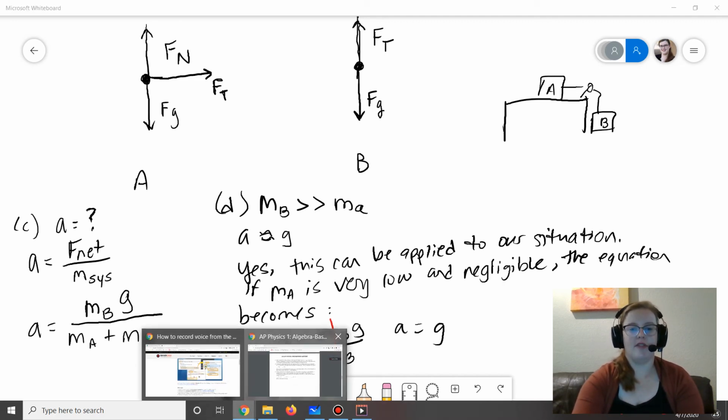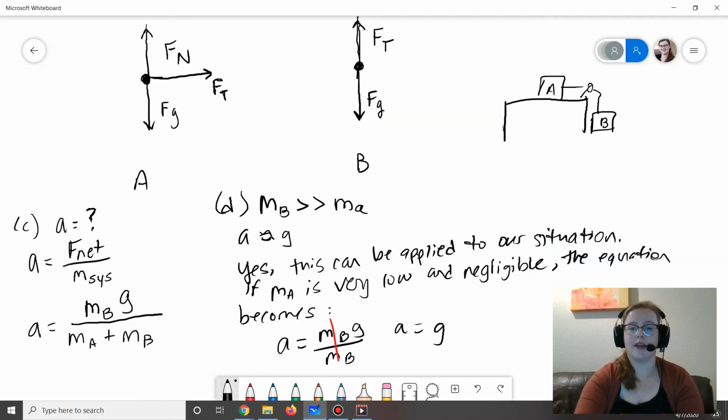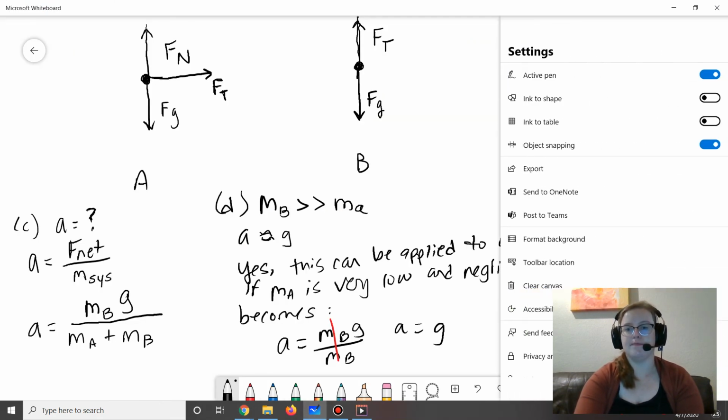So, last one. We have, while the blocks are accelerating, the tension in the vertical portion of the string is T sub 1. Next, the pulley of negligible mass is replaced with a second pulley whose mass is not negligible. When the blocks are accelerating in this scenario, the tension in the vertical portion of the string is T sub 2. How do the two tensions compare to each other? Well, let's go ahead and think about how that would actually affect our system.